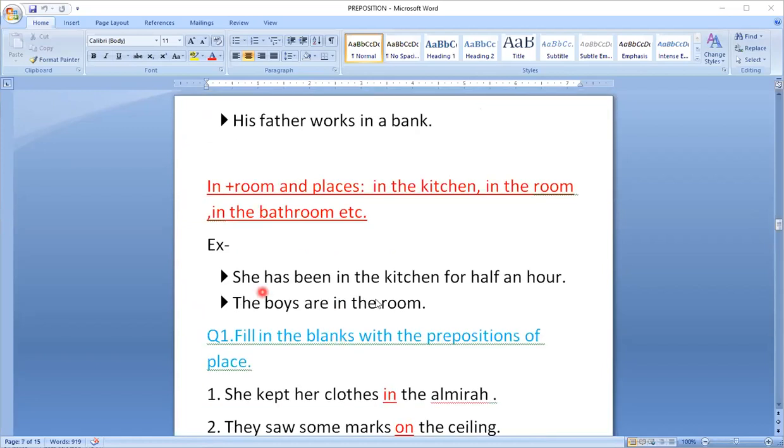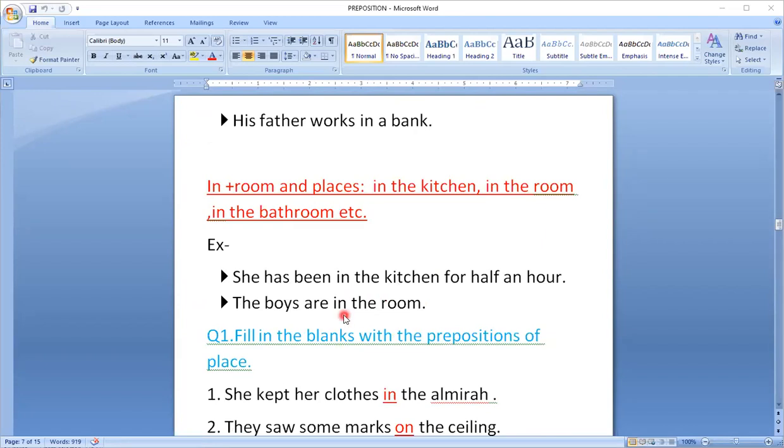She has been in the kitchen for half an hour. So you notice that in the kitchen, if we talk about the place of kitchen, so we use in preposition before the kitchen. The boys are in the room. Boys कहाँ पर हैं, room में हैं. तो हम किसी place की बात कर रहे हैं, room में हैं. तो उससे पहले हमने कौन सा preposition use किया है, in preposition.